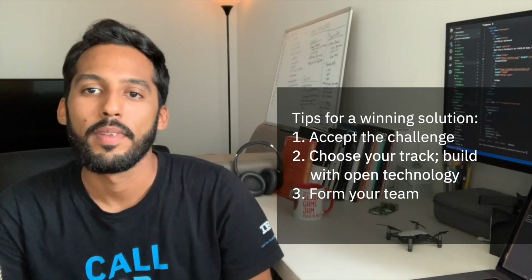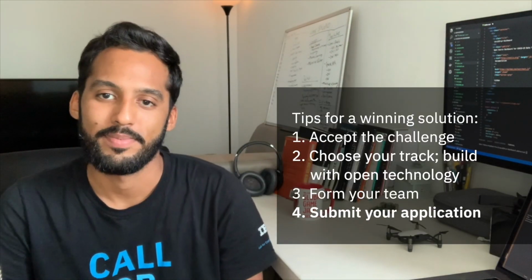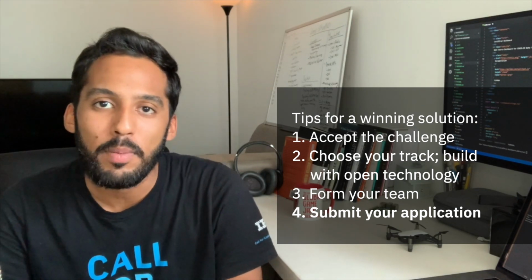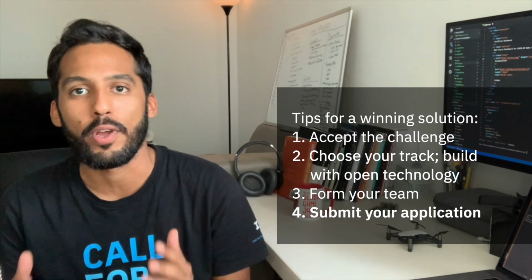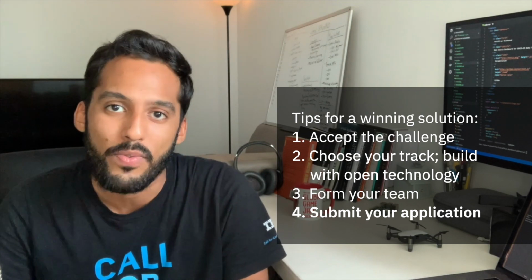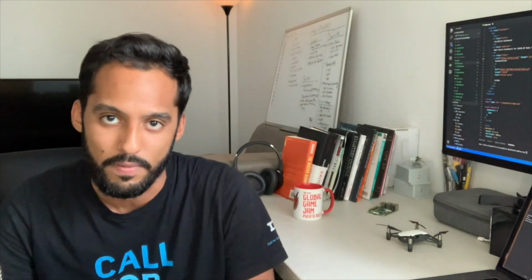Step four, submit your working application. Your goal is to have a sustainable open source project that can be deployed quickly and scaled all over around the world. Be sure to have all the submission criteria in advance of the deadline so you have all the components the judges are looking for.